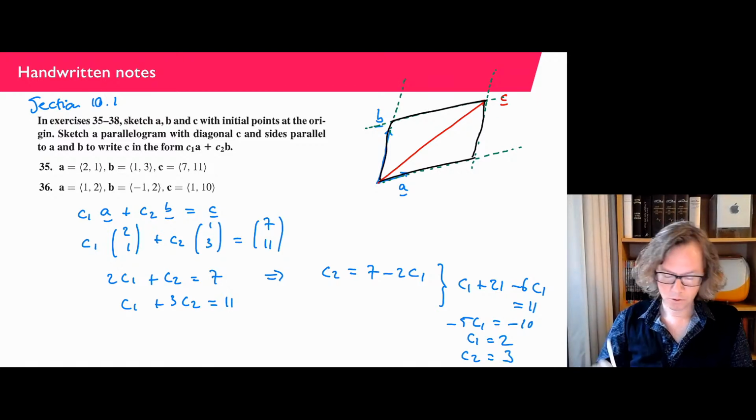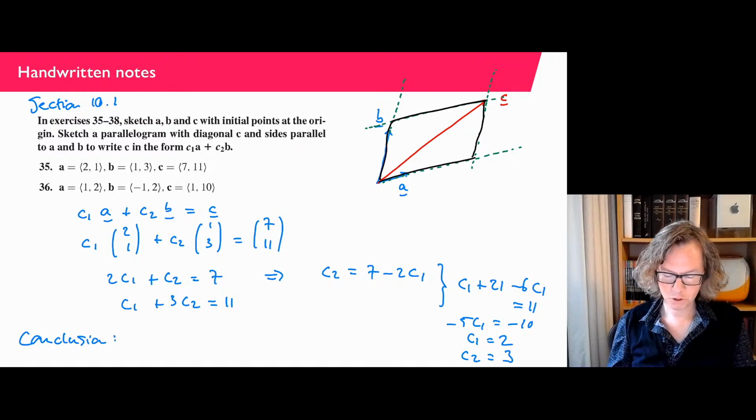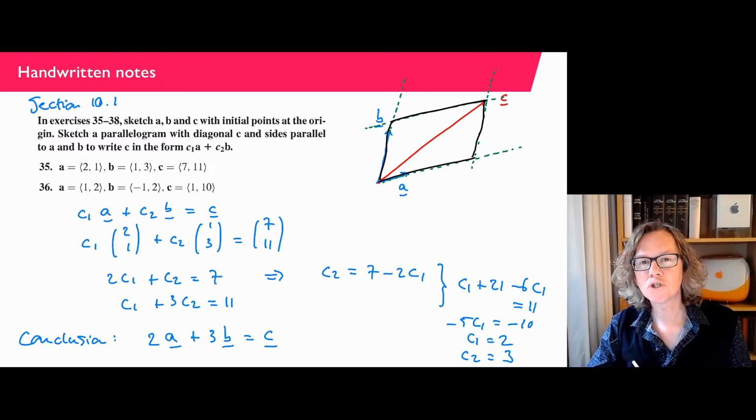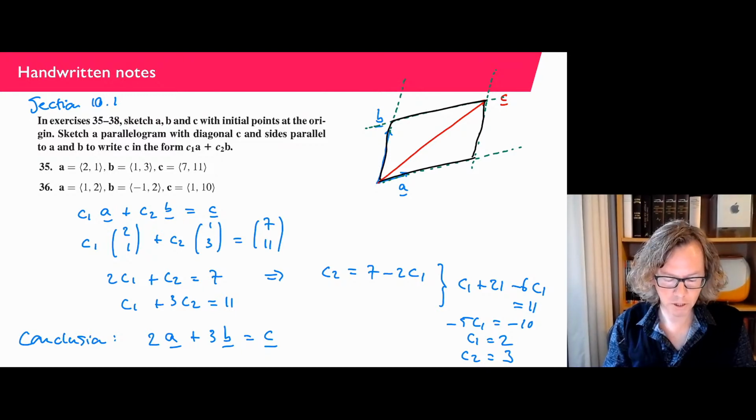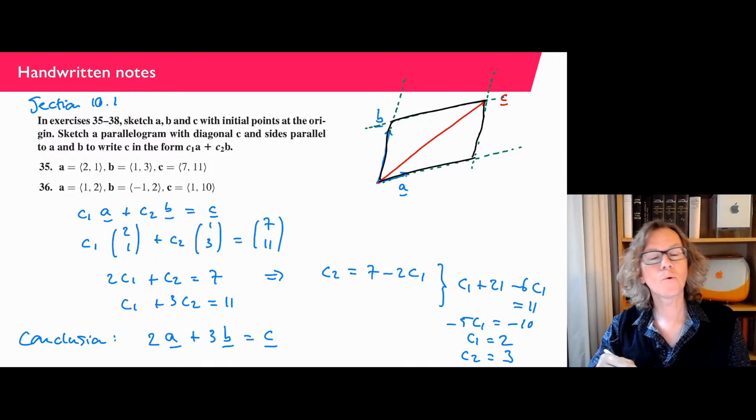So the conclusion is, basically we're done now, but let's write that down. The conclusion is that C1, which is 2, times A plus 3 times B equals C. And of course you can easily check that, right? Because if you look at what it says here, that is the same equation. If you now plug in C1 equals 2 and C2 equals 3, it should hold, and you can easily see that this is true. So this is what was being asked here.